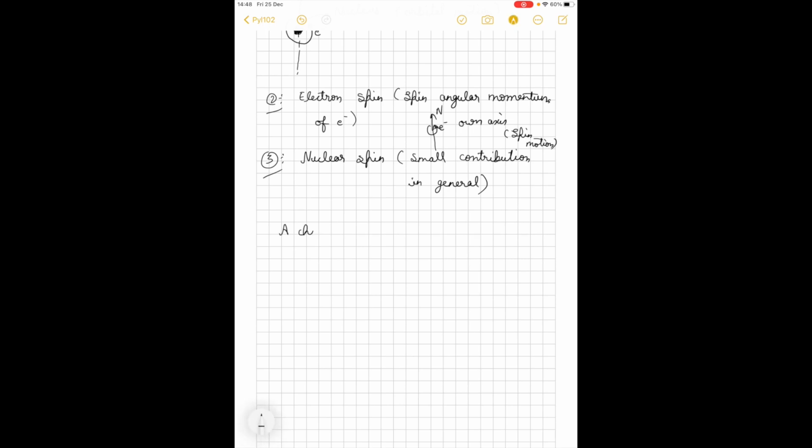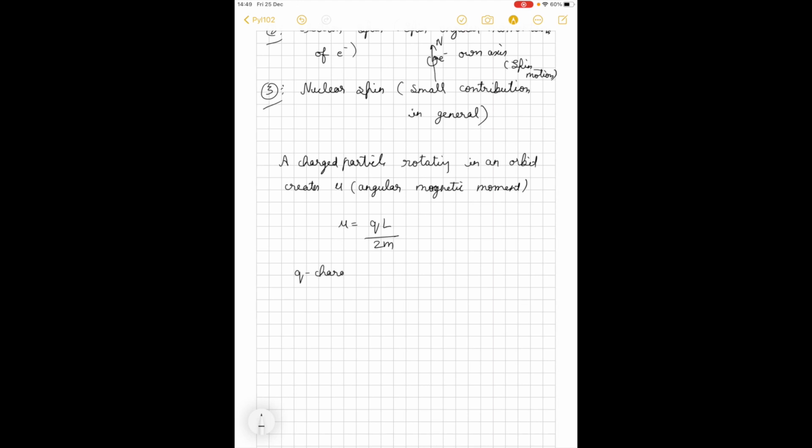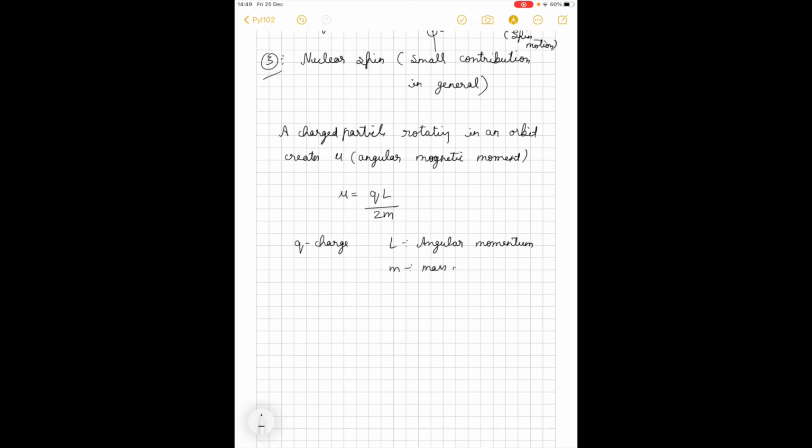So if we have a charged particle rotating in an orbit, this creates mu, which is the orbital magnetic moment. And the formula is given by Q times L divided by 2m. So what is Q? Q is the charge of the particle. L is the angular momentum. M is the mass of the electron, the charged particle, whatever it is.